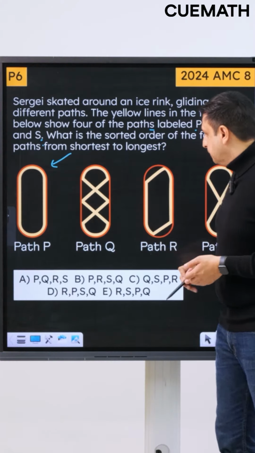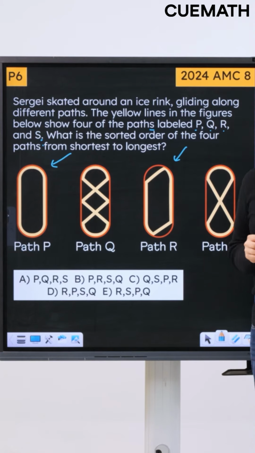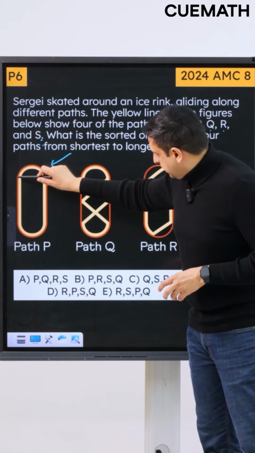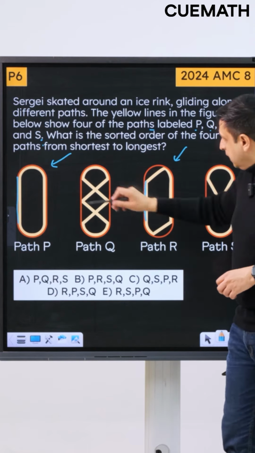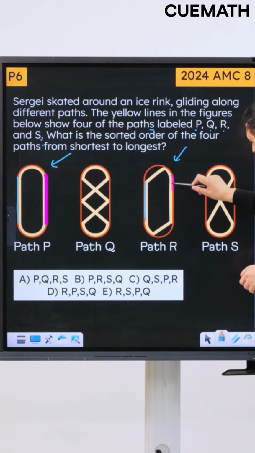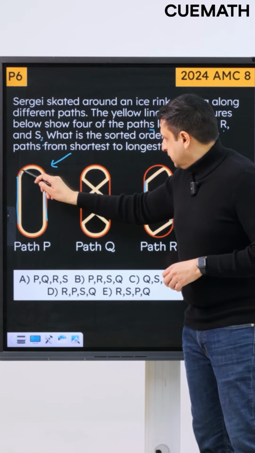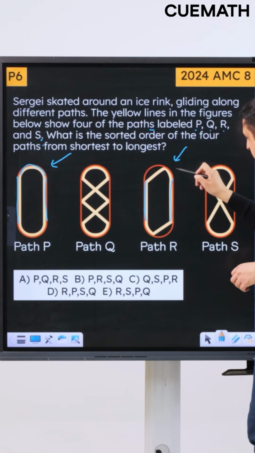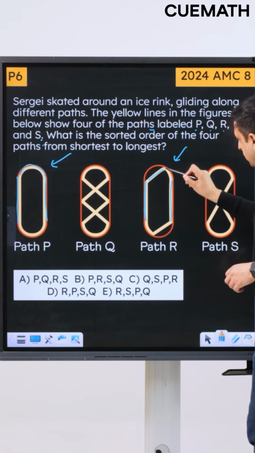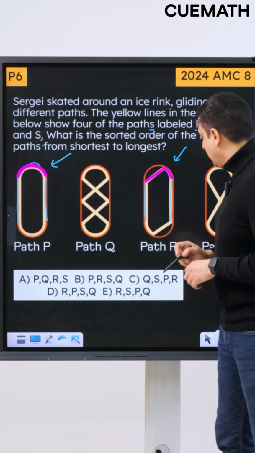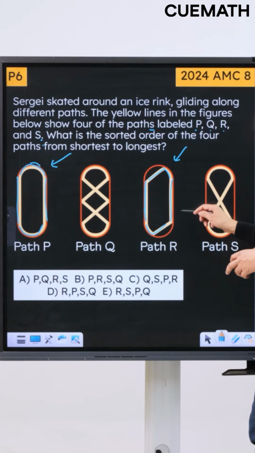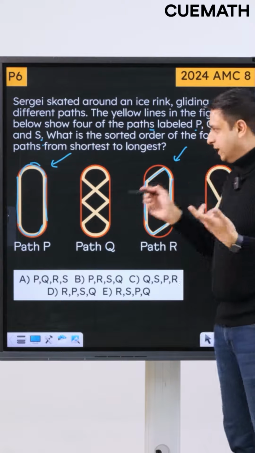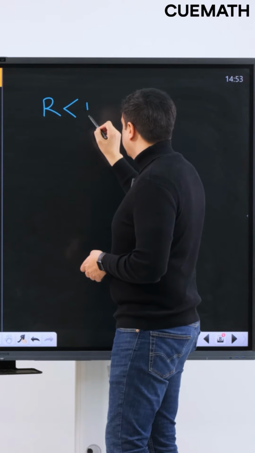If I pick the path P and the path R, comparing them is quite easy because you have this segment here which also is there in this path R, and you have this segment here which is also there in the path R. But then we have this semicircular arc here, but in path R instead we have a shortcut of sorts that Sergey has taken. So it's clear that this length here is shorter than this semicircular arc, and similarly this length here is shorter than this semicircular arc. So therefore path R is shorter than path P. So let's write that first. R is shorter than P.